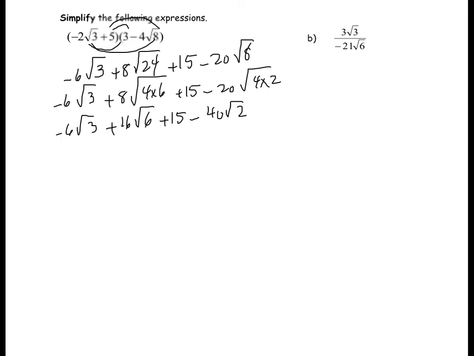For the next one, 3 square root of 3 divided by negative 21 square root of 6. We can write this as 3 square root of 3 divided by negative 21 square root of 2 times square root of 3, because 2 times 3 gives you 6. So square root of 3 goes with square root of 3. 3 and negative 21 gives you negative 7. So the answer is 1 over negative 7 square root of 2.